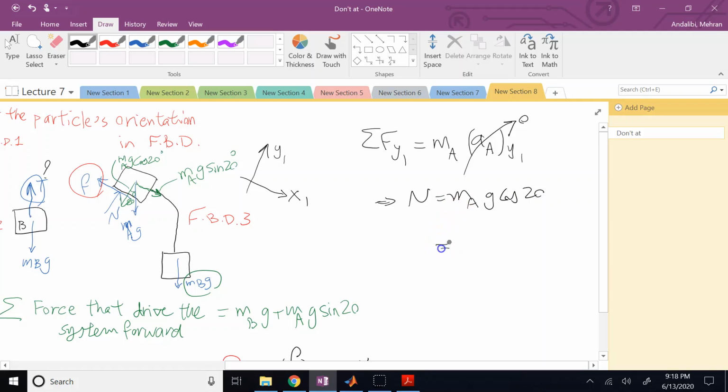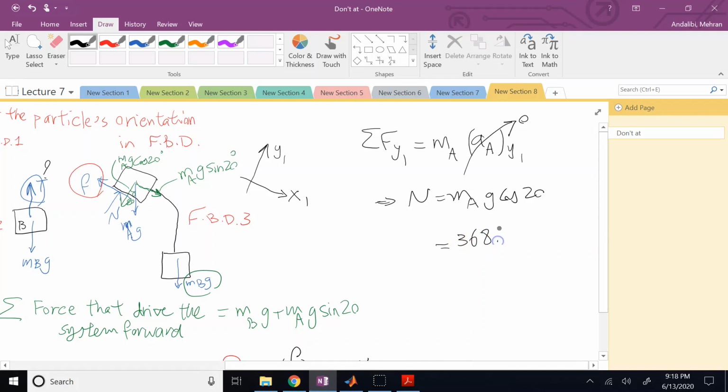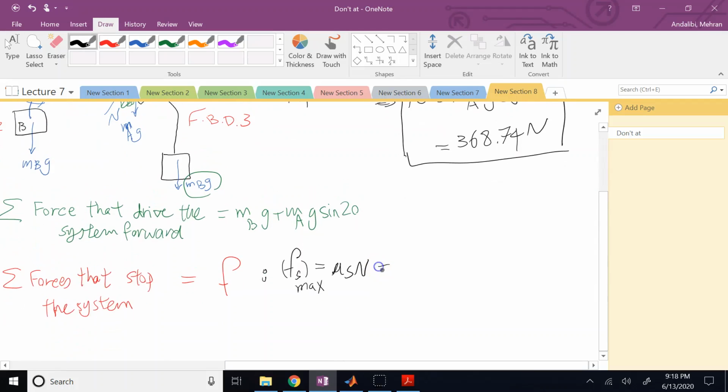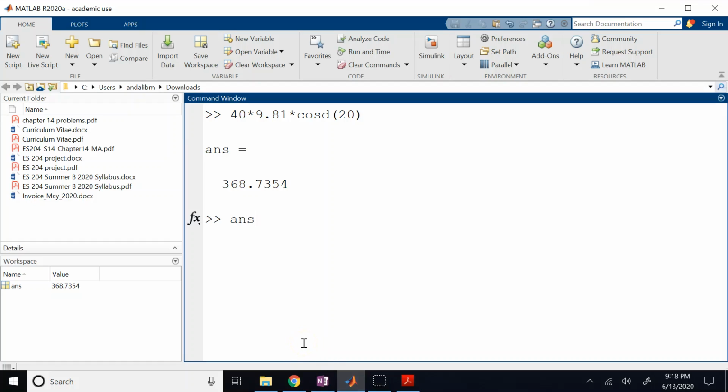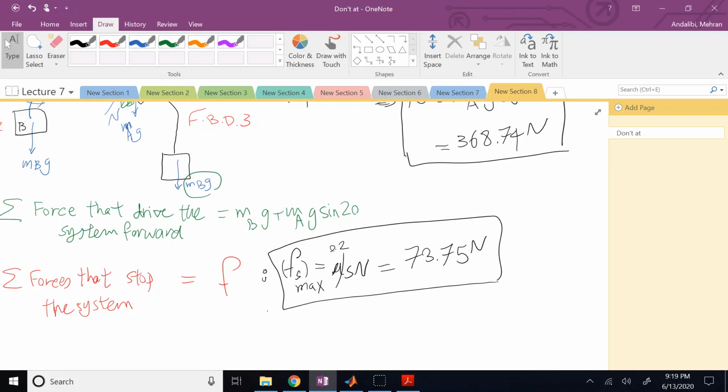That's your static. And if I calculate this number with MA being 40, and g, and cosine of 20, so 40 times 9.81 times cosine of 20, it's 368.74. That's the normal reaction. Now, if I multiply that by 0.2, which is mu s, that is going to be max friction. So I multiply this by 0.2 and I get 73.75. So this is the max resisting force I can have, which does not want the system to move.